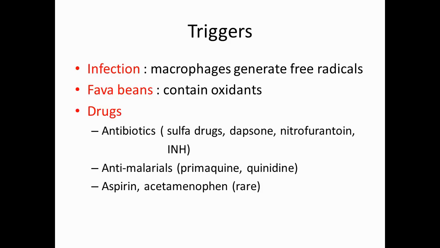Like we have seen in our previous slides, there are some triggers that can cause a high amount of H2O2. One of those is infection, in which macrophages generate free radicals, which can lead to RBC hemolysis. Fava beans contain oxidants that can damage RBCs, and some drugs like the antibiotics sulfa drugs, dapsone and nitrofurantoin, the tuberculosis drug INH, and some antimalarials like primaquine, quinidine and hydroxychloroquine can cause a high amount of H2O2 in our body. Aspirin and acetaminophen are very rarely responsible.